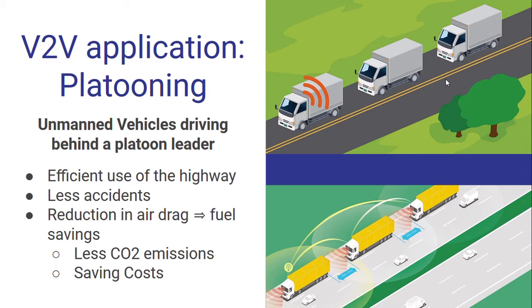Now for a specific application, the vehicle-to-vehicle application, this is called platooning. As you can see in the pictures, it is a manned car which is driven with unmanned cars which are following a platoon leader. The platoon leader is a human, and the unmanned cars of course have no drivers.